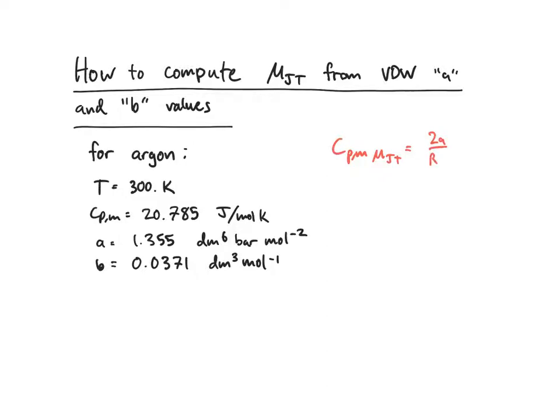And that is that the constant pressure molar heat capacity times the Joule-Thomson coefficient is equal to 2A over RT minus B. All right, and that's approximately equal, by the way. It's not exactly equal. So then we'll say that our Joule-Thomson coefficient is going to be this equation with CPM divided by both sides. And we get 2A over RT minus B all over CPM, like so.